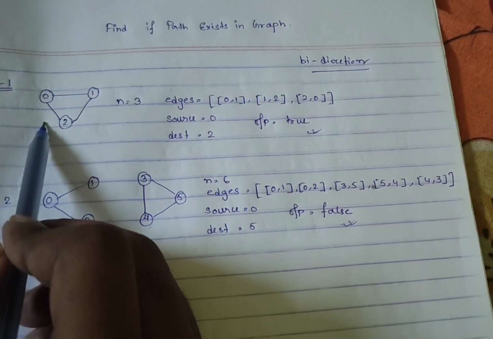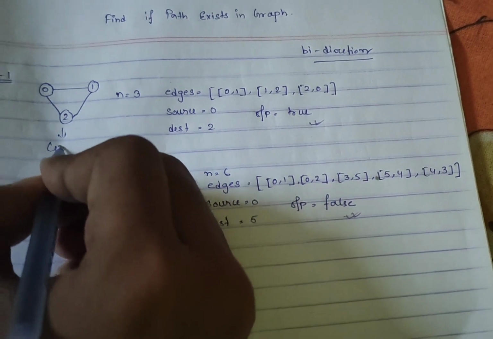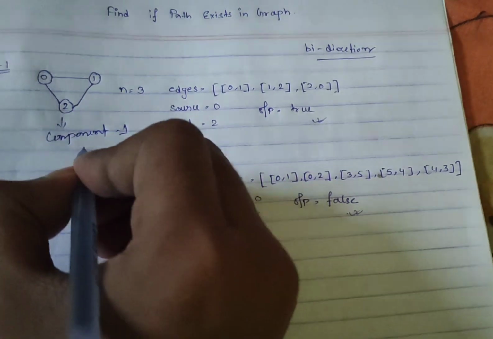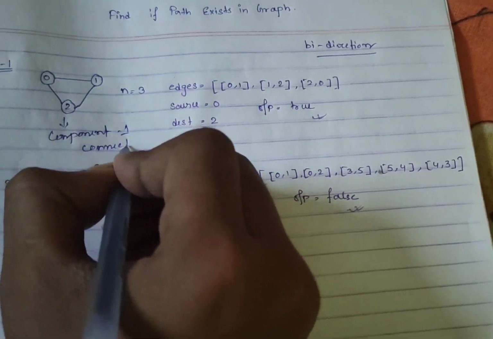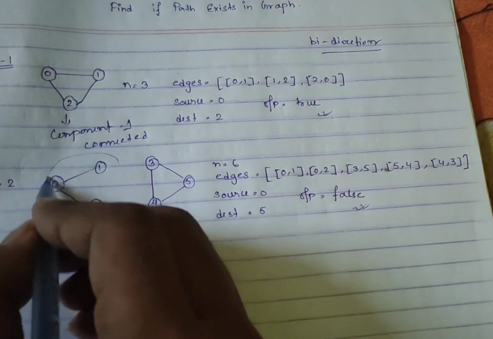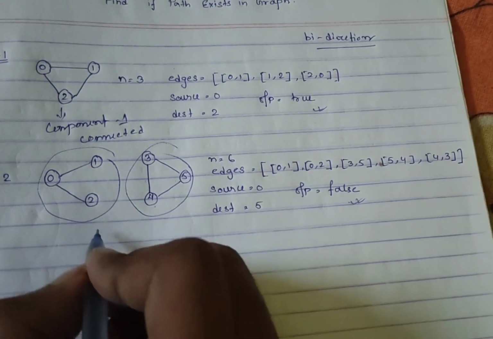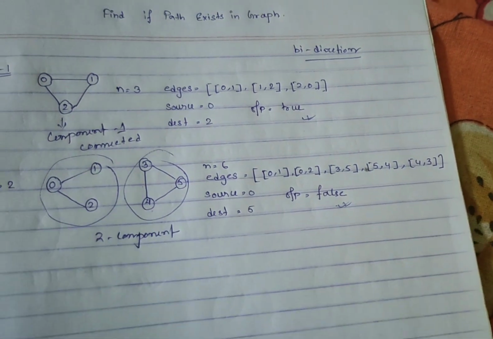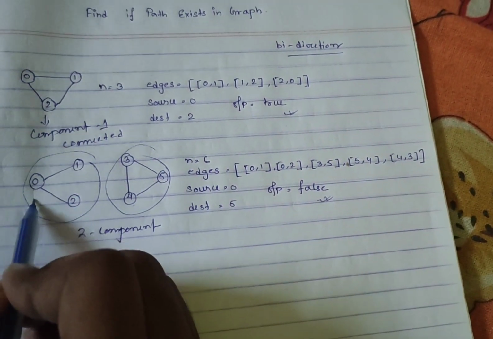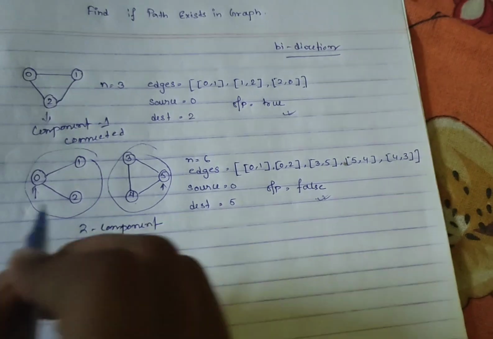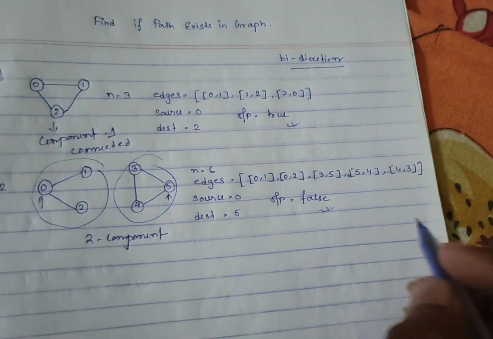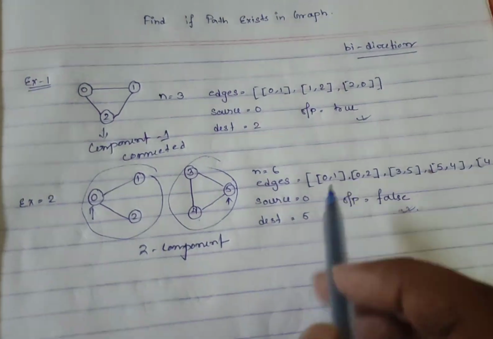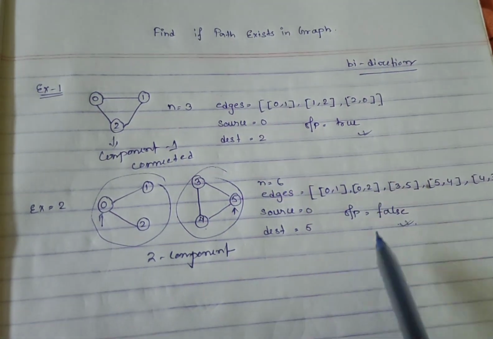In the first case there is a valid path, and the component count is just 1, so this graph is connected. But this other graph is a two-component graph, and it is not connected. So from the source node we cannot find any path to the destination node, and that's why we return false. So now you easily know how we return true and how we return false.